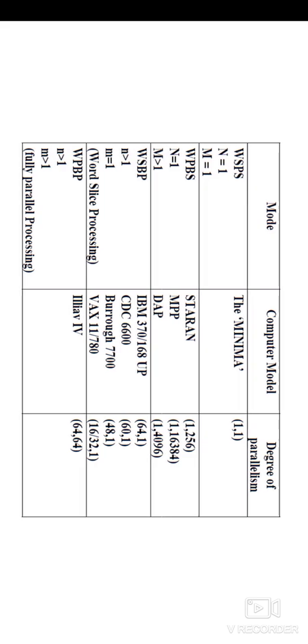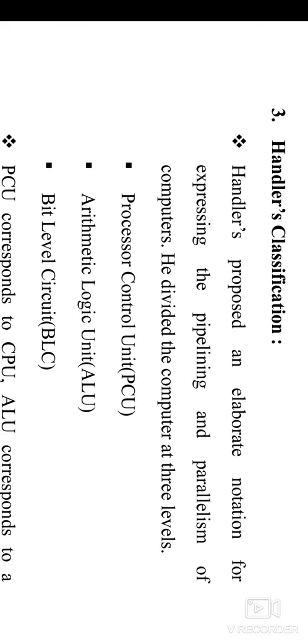So here it is n and m. What is n? As I told you, n is the word length, okay, and the bit slice is denoted by m. Word length n, one bit at a time is processed, that is (1, 1). There is no parallelism. N equal to 1 and m greater than 1: more than one bit slice is processed, one word, among which different bits are processed. Then in WSBP, one word at a time is processed. That is why a word of 64 bits is processed, n greater than 1. Then in WPBP it is n greater than 1, m greater than 1: 64 words with 64 bits each are processed. Okay.